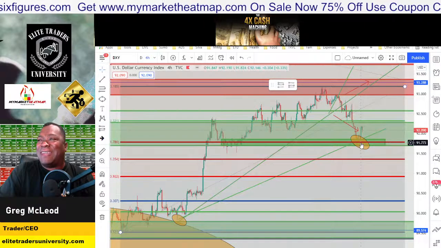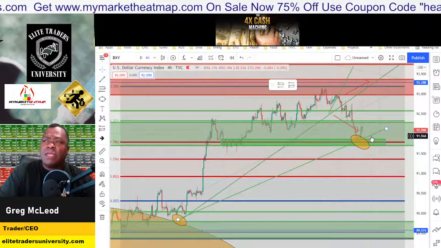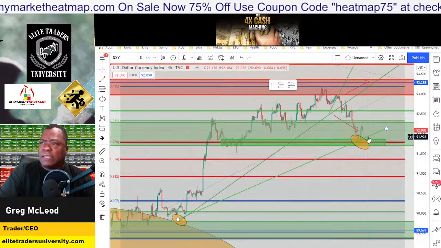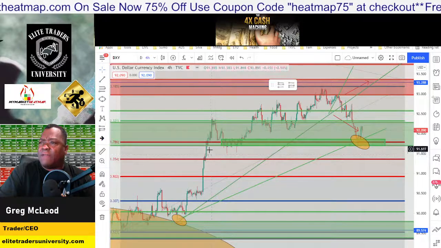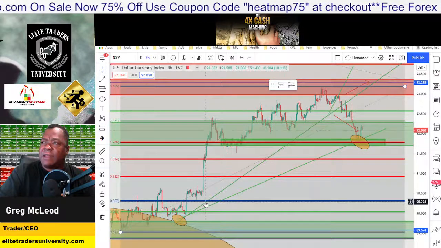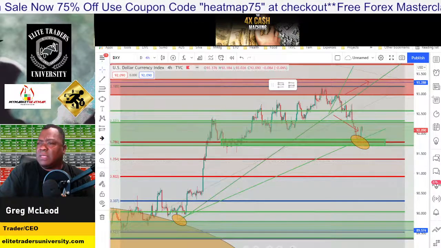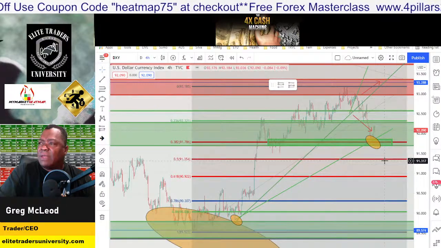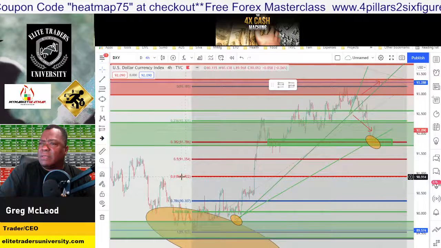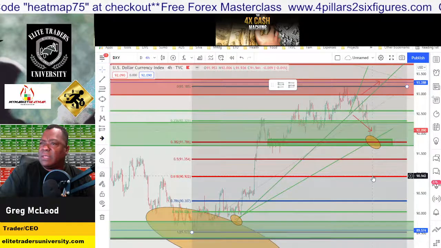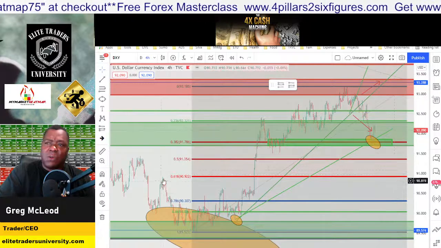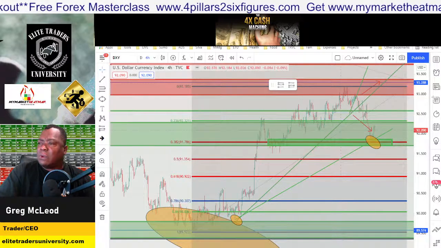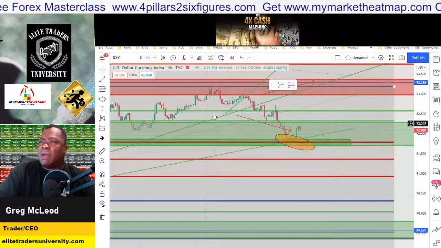So we have a pullback to this line. As long as this line holds, we're bullish. If this line breaks, then we could cascade very fast because these are large gapping candles. We could come down to these other Fibonaccis, right? We can come down to the 50% retracement now at 91.35, right? We can come down to the 618, 90.92, right? It also corresponds to an old high we had on May 13th, okay? So that is our demand line.